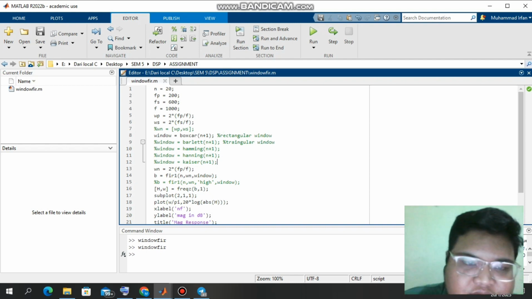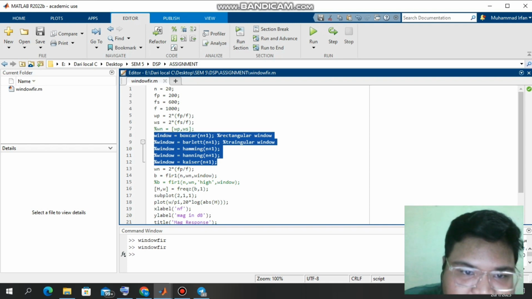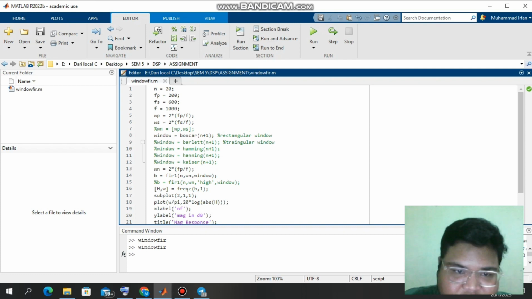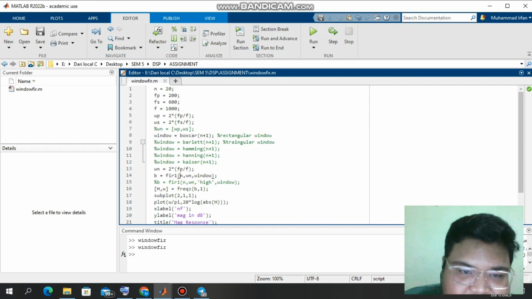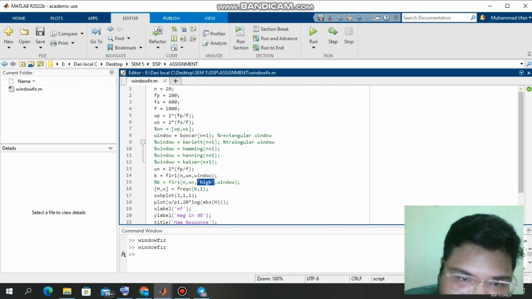After we write this window function, we use the cutoff frequency to radian formula. Next, b equals fir1 with omega n and window. This fir1 is the window-based FIR design. This is the function, and these are the coefficients that include n, omega n, and window. Next, the function is the same. The difference is that this is the low pass filter and this is the high pass filter, so we put 'high' for the high pass.